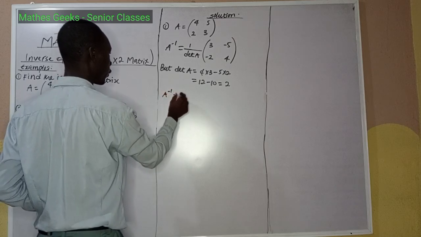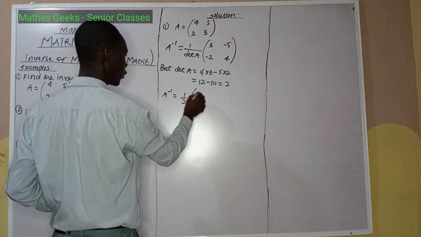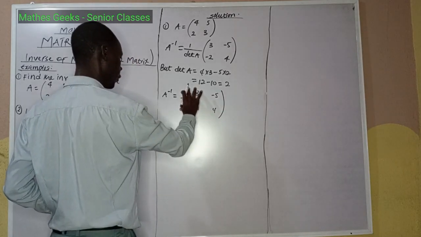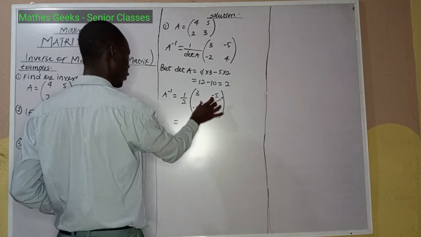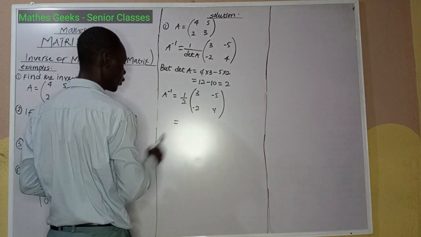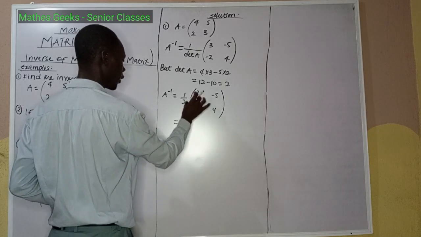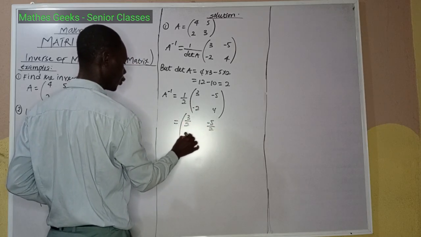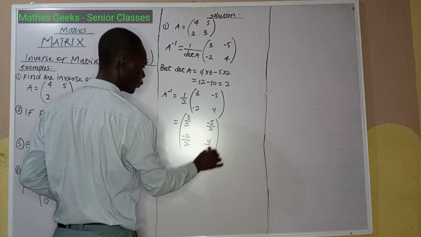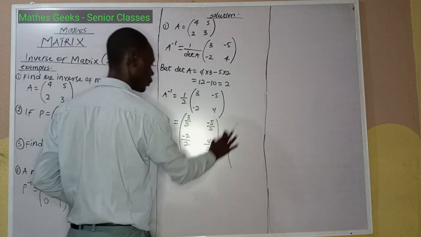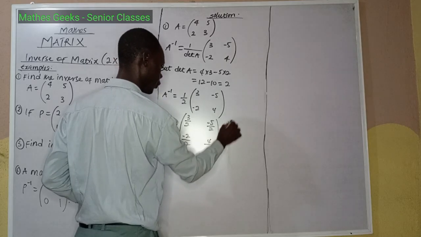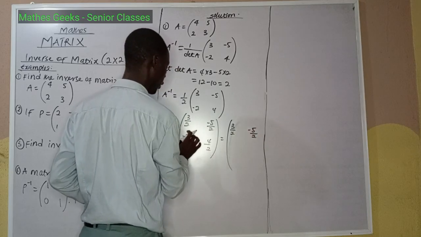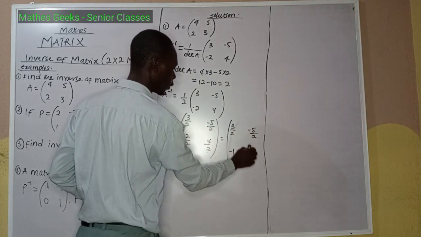So A inverse equals 1 over 2 times the matrix 3, minus 2, minus 5, 4. Now 1 over 2 is a scalar, so it's going to multiply all the entries in the bracket. So we're going to have 3 over 2, minus 5 over 2, minus 2 over 2 which is minus 1, and 4 over 2 which is 2.